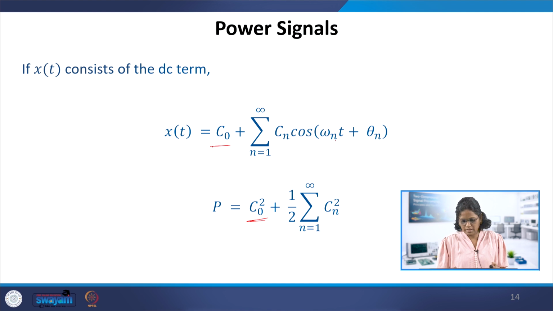So for each square where omega n is distinct, it's all distinct. In that case, 1 by 2, n varying from 1 to infinity, Cn square. So this is the power, and if you take the Rm here, this would be only the power case.